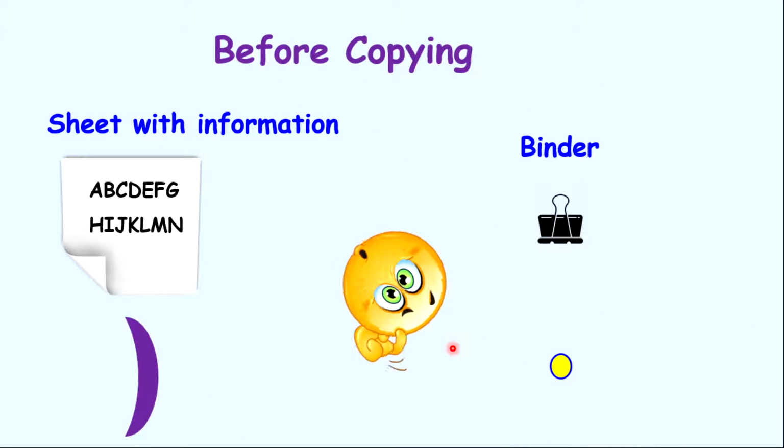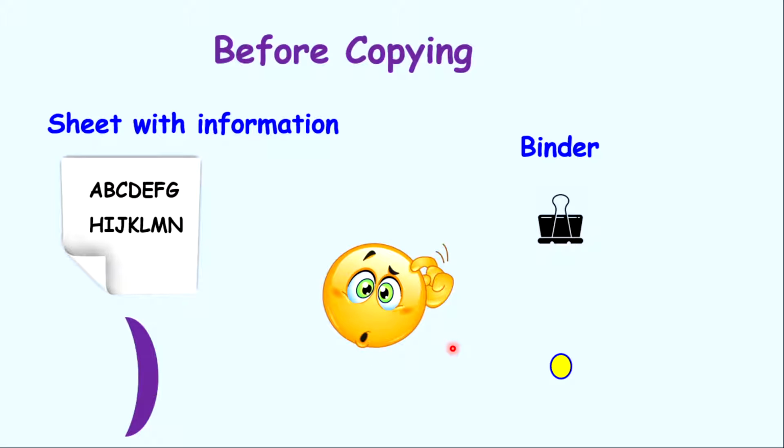Now, let's debrief again before we copy. Think about a chromatid as a sheet of paper with information. What information is there? Genetic information. Think about a centromere as a binder that holds papers together, as the centromere holds chromatids together.